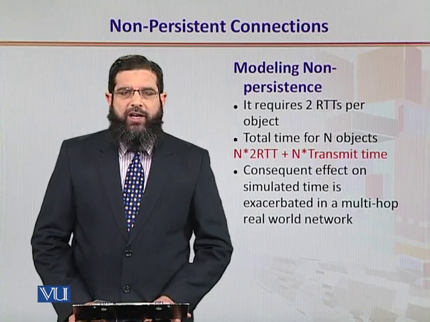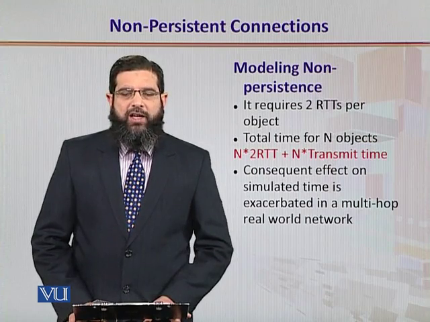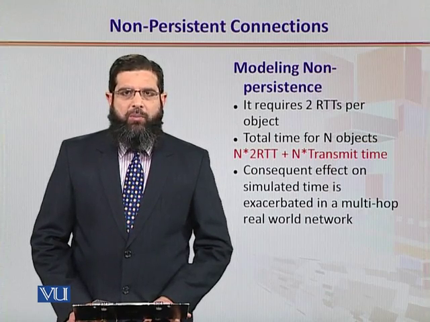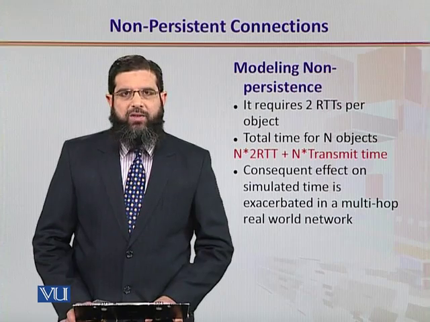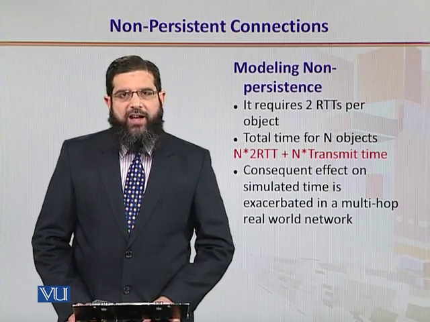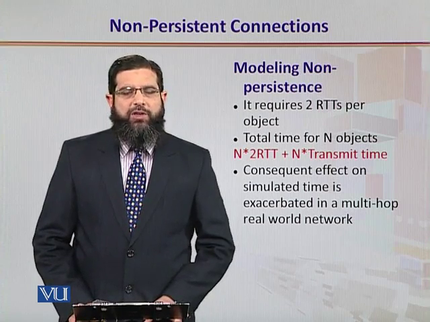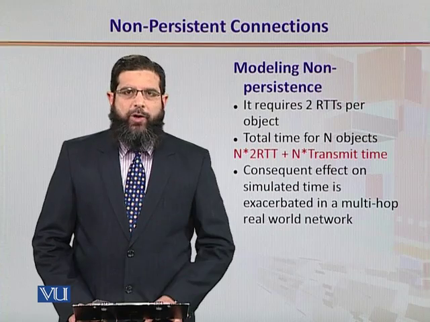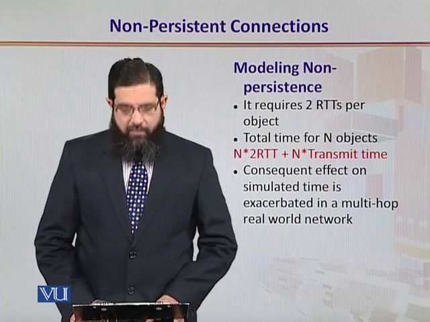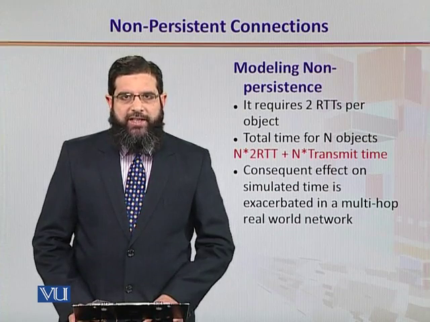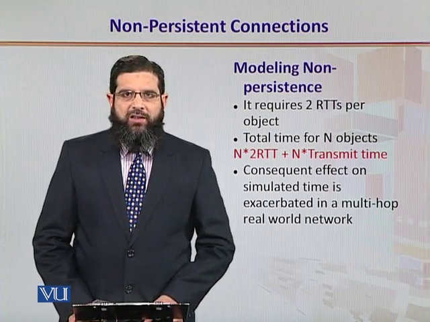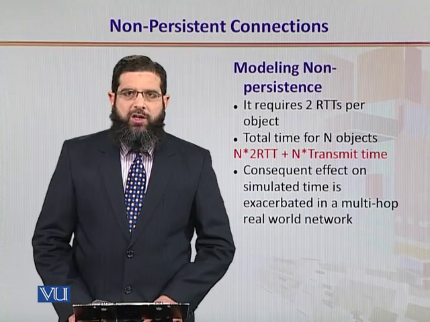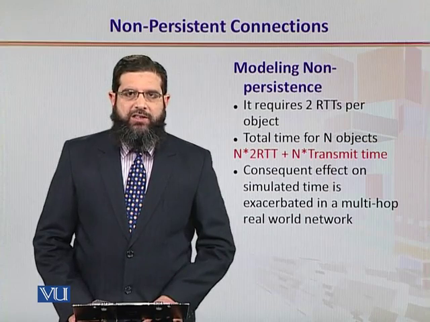And the total time it takes for downloading n objects from a remote location is given by n times 2 RTT plus n times the transmission time, because the transmission time of each object is, of course, different. Although we see that this is a waste of resources, this is what it was, and that is why non-persistence is not used anymore.